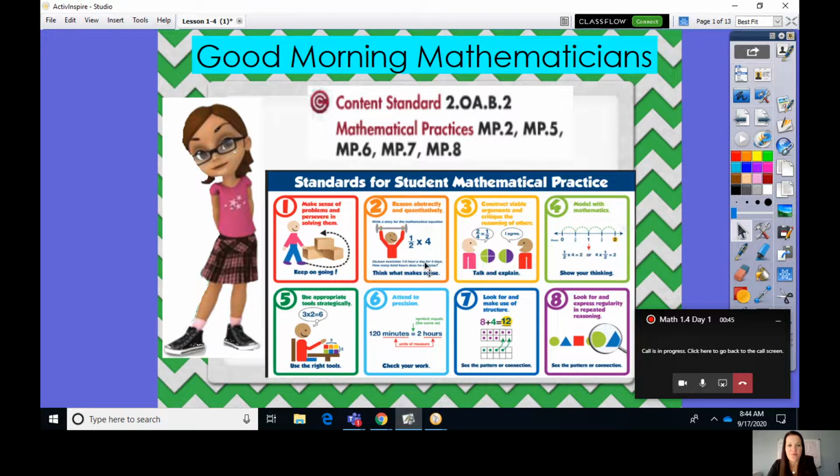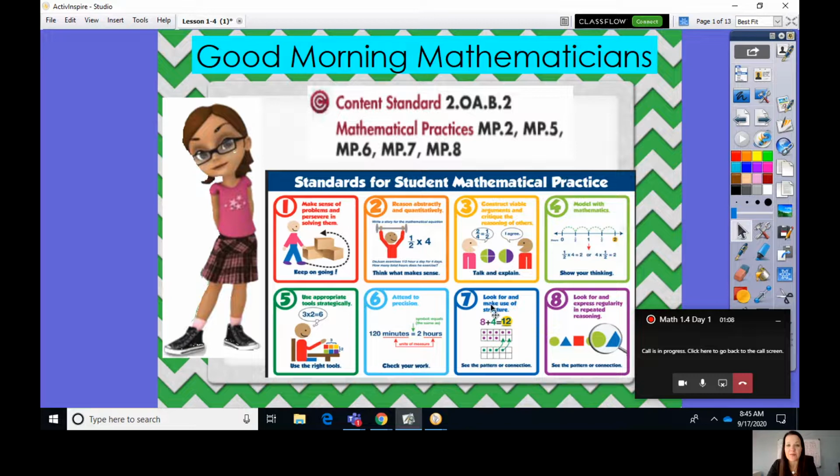Practice 2, think about what makes sense when you're learning today. Practice 5, use tools strategically. Use the right tools, and they are not toys. Practice 6, attend to precision. Check your work. Make sure you're doing your work correctly and you're checking it.